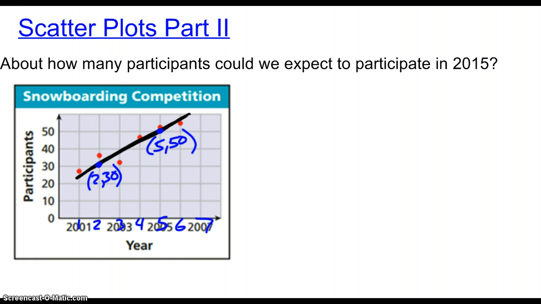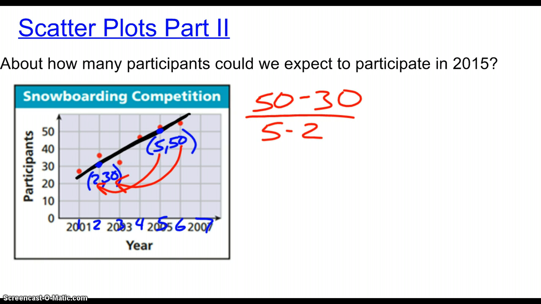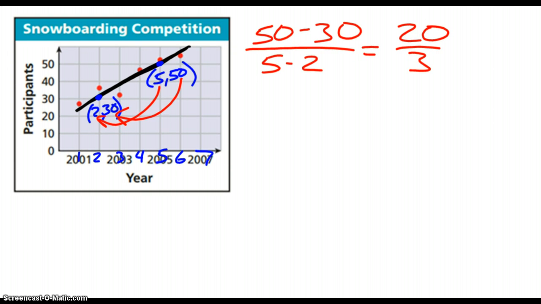And whenever we have 2 points that are on a straight line, we can come up with the slope. So I can take my y2 minus y1, 50 minus 30, and I can take my x2 minus x1, 5 minus 2, and I get 20 over 3. So there's my slope. And now that we have a slope and 2 points, I can come up with a point-slope form equation that will help us make our prediction. So y minus y1 equals m times x minus x1.